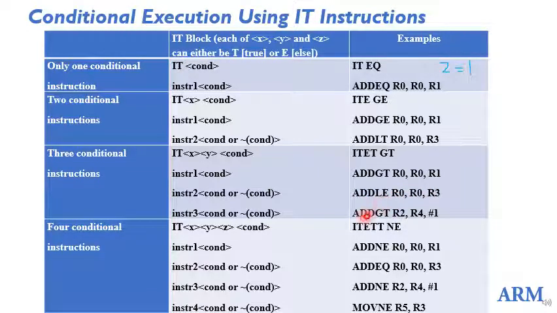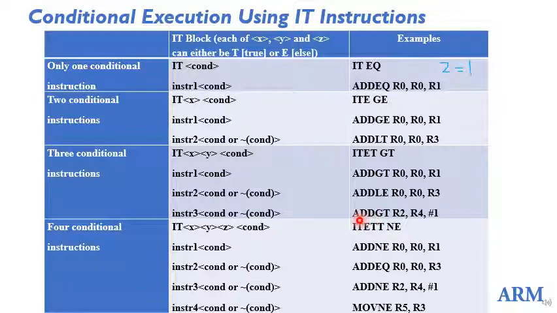And the third instruction is again for when the condition is true. So that is why Y is replaced by T. Since it is then, it will have the same condition as in the IT instruction. So it is GT here. So ADDGT R2, R4, #1. This is going to increment R4 and store in R2.